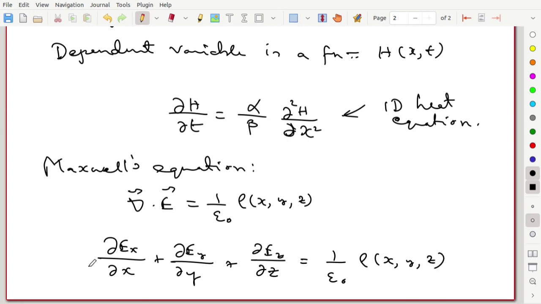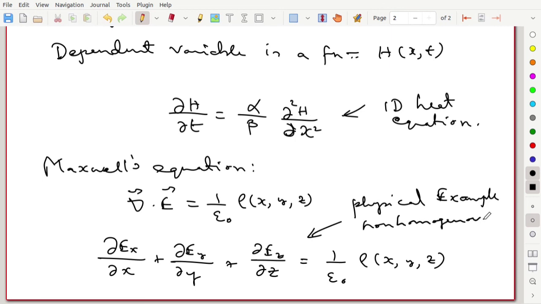Here we have three independent variables x, y and z, and our dependent variable E is a function of x, y and z. On this side we have a function rho, which is a function of our independent variables. So this is a physical example of a non-homogeneous PDE, partial differential equation.